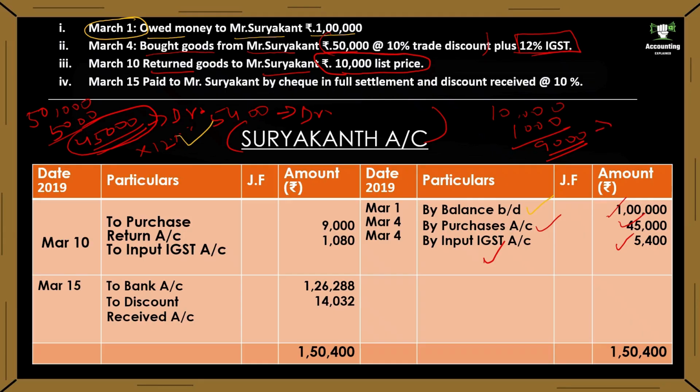Purchase return is opposite of purchases. So it will be credited in the journal. In the ledger, it will be debited. On March 10th, to purchase return account, 9,000 rupees.